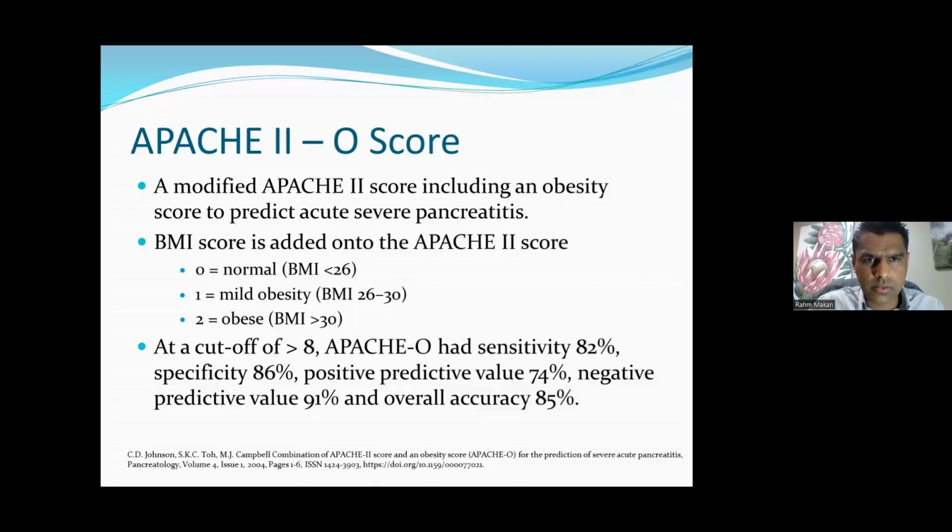So the Apache 2O score for obesity includes the BMI. So basically you take the Apache 2 score and you add on the BMI score. So 0 for normal BMI, 1 for BMI between 26 to 30, and 2 for a patient who's obese. So if you use Apache O score, at a cutoff more than 8, the sensitivity was 82% for severe acute pancreatitis and a specificity of 86%. The positive predictive value was 74% and the negative predictive value was 91%. And the overall accuracy was 85%.